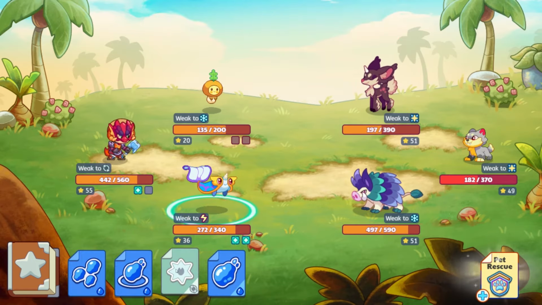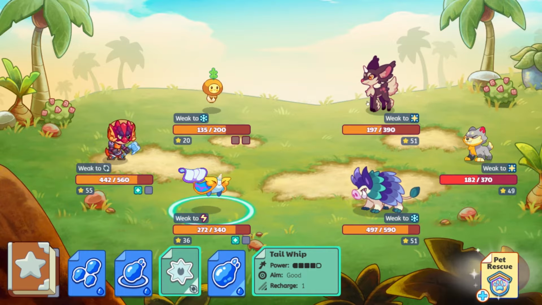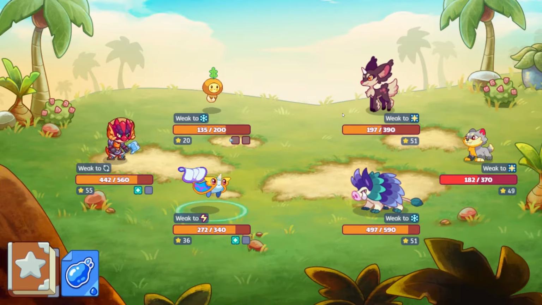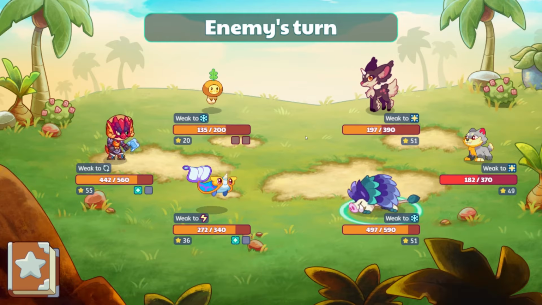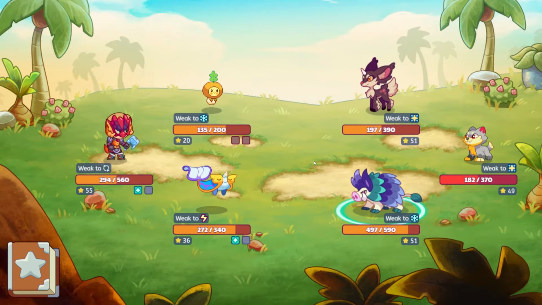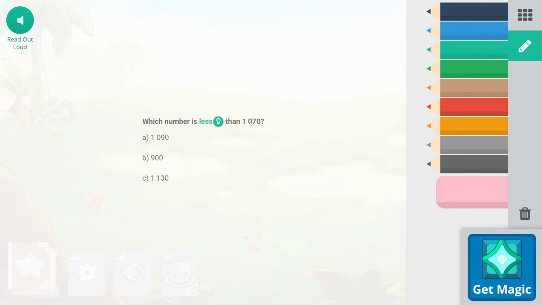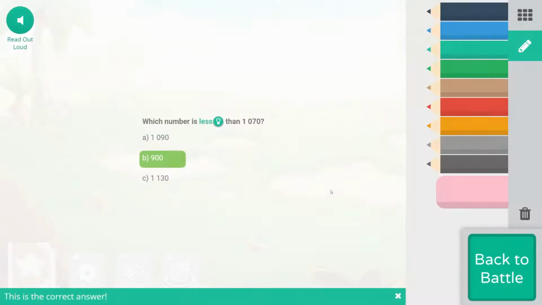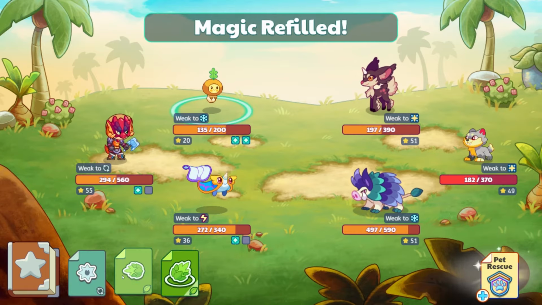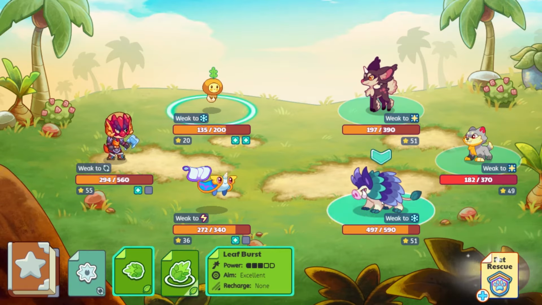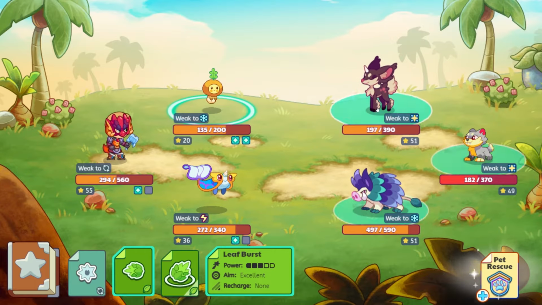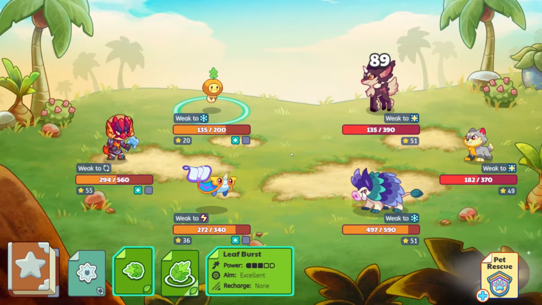And who do we want to go for? I think we're going to go for you, Truckle, and we miss. Prickle hits us. And then which number is less than 1070? 1090, 1130 is more. 900 is less than 1070. Woohoo! Okay, let's throw a leaf burst at you. There we go.